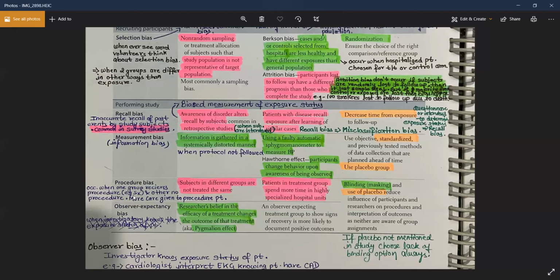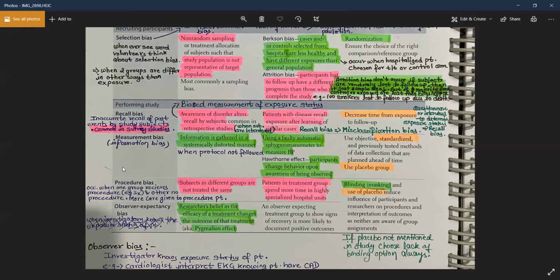See, you can only do the procedure bias if you know the status of the patient, right? If you know that group A is receiving the therapy and group B is not receiving therapy, you know the status of both groups, and then you give the special treatment to group A only. But if you do not know the status of group A or group B at all, then how will you give the special treatment to either of the groups? So how will you get the procedure bias if you do not know the exposure status of the patient?